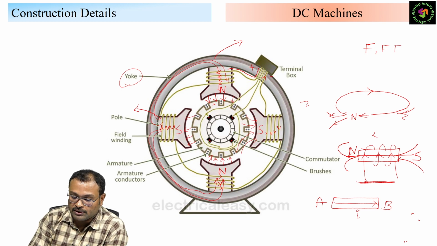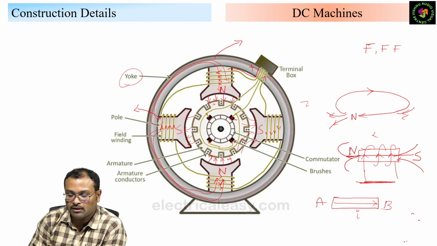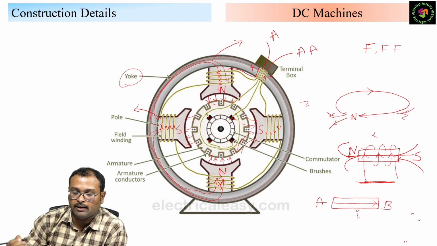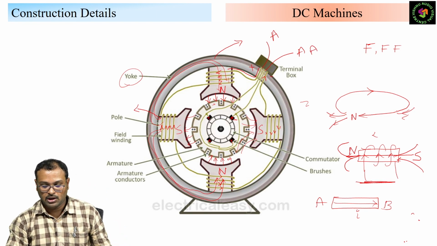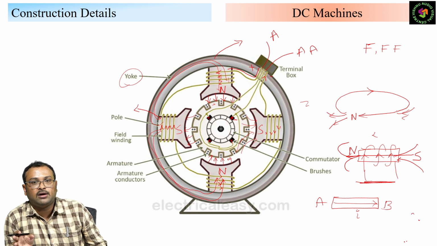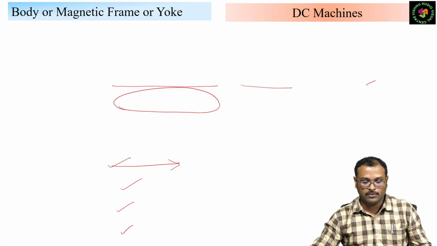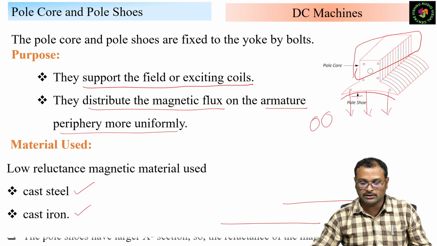In lap winding 4 brushes are there. 2 brushes are considered positive and 2 brushes negative. So this is positive, this is negative, this is positive, this is negative. The positives are connected together and the negatives are connected together. That becomes the armature winding outside, represented with A and A. So with this we have completed the construction of the DC machine. I hope you understand the construction.